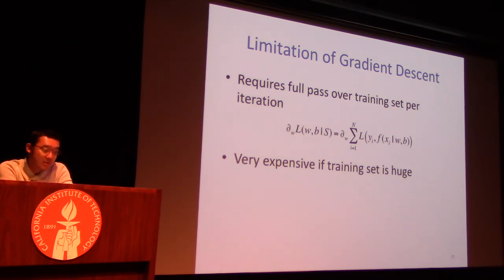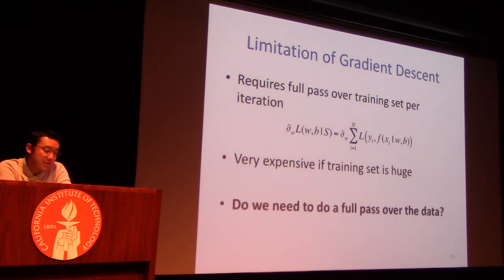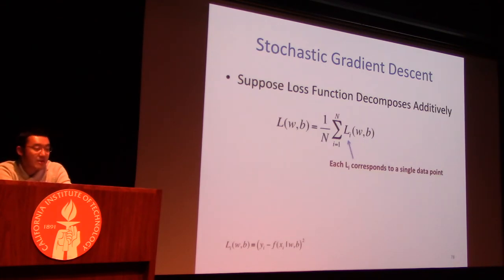Do we need to do a full pass over the data before doing an update? Here it says, I'm not going to make a single update to my model until I've done a full pass over the training data, and I computed a gradient over every training example. And then I'll make an update. So stochastic gradient descent gets around that.